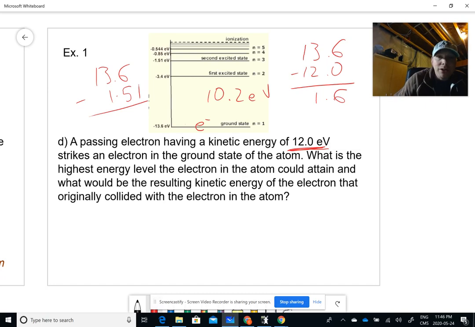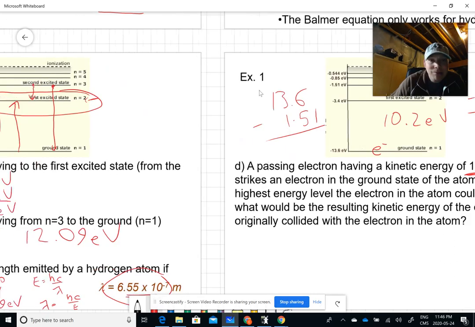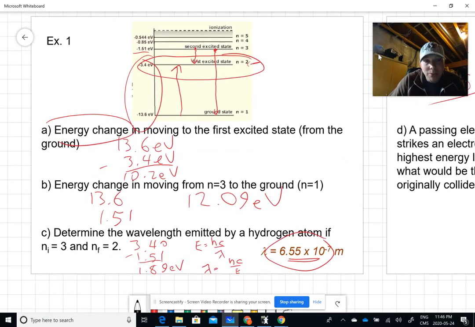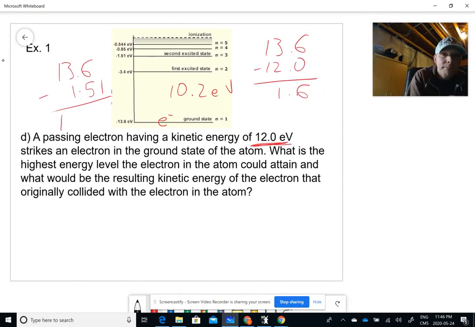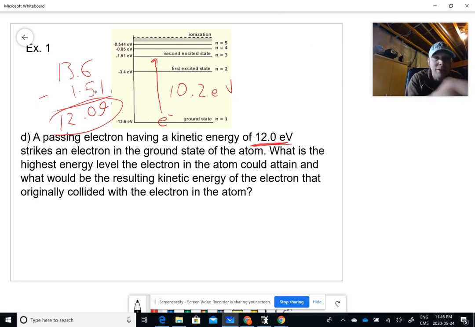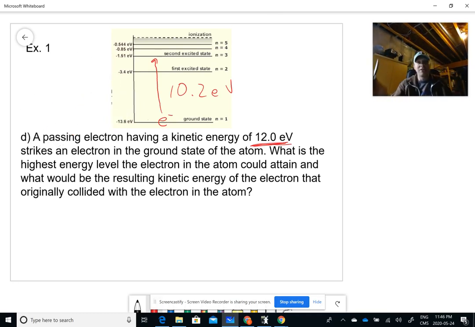Okay. And we did that over here. I'll just show you here. 13.6, take away the 1.51, that's 12.09 electron volts. Okay. And we only have 12 electron volts. So we can see that it doesn't have enough energy to actually go up to this energy state. It would need 12.09 and it only has 12.0. So it's only going to go to the first excited energy state here. There's another way. I'm sorry, I know I said to subtract that there, but there's another way of doing it, but I just decided against.